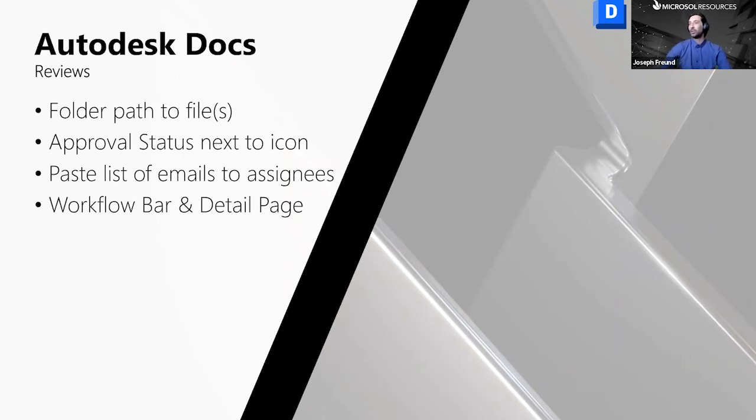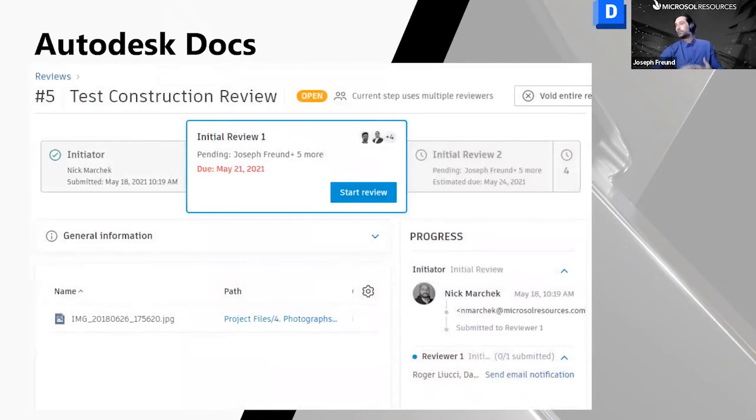All right, and then we've got the workflow bar and detail page. When you're looking at a review, you just have a lot more information at your fingertips. You have the current status of the review up top, and then you've got details of every step that they've undergone within this review process so far. So all of your details are off to the right, status up at the top, and then any of the files that are under review are listed under general information.